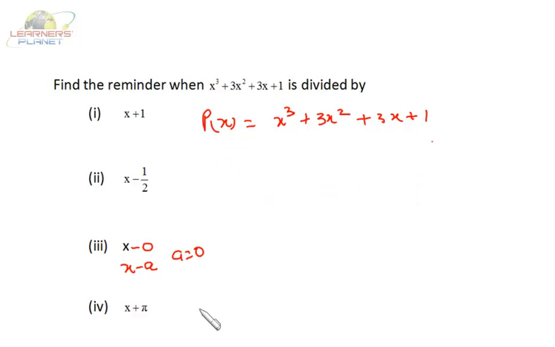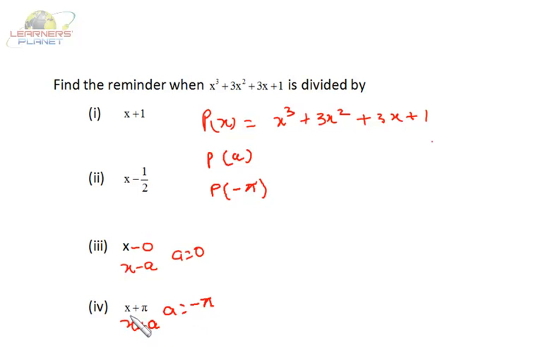Now we have to find out the remainder when x cube plus 3x square plus 3x plus 1 is divided by x plus pi. We compare x plus pi with x minus a, so a is minus pi. Now we have to calculate p of a, that is p of minus pi.